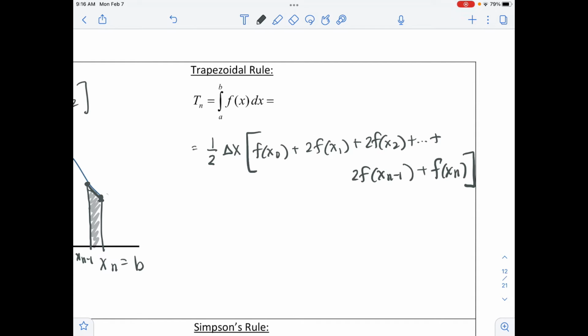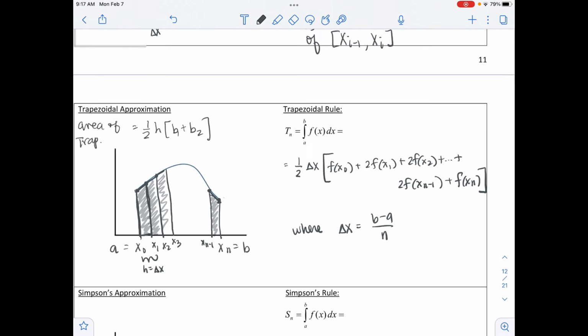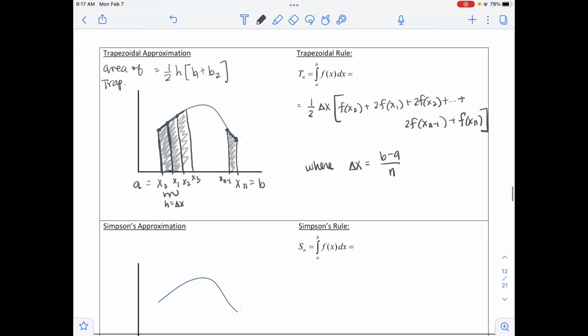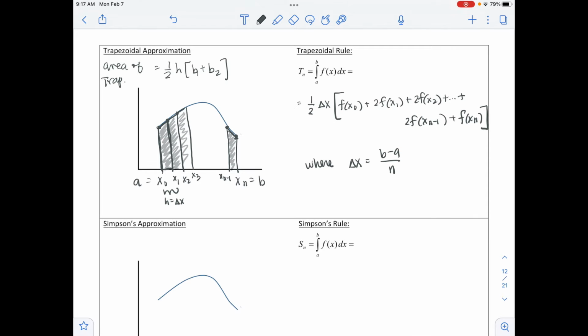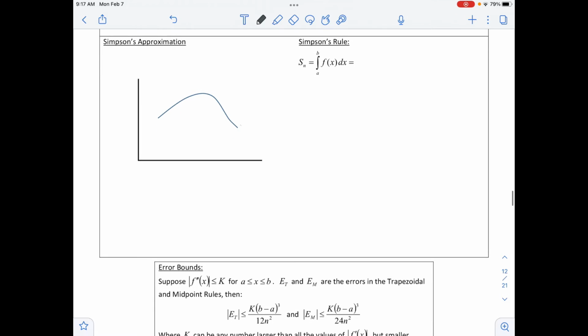And again, delta x is equal to that height, which is going to be b minus a divided by n. And this is the trapezoidal rule that typically gives a better approximation than the midpoint. And then the next approximation rule that we have is Simpson's.